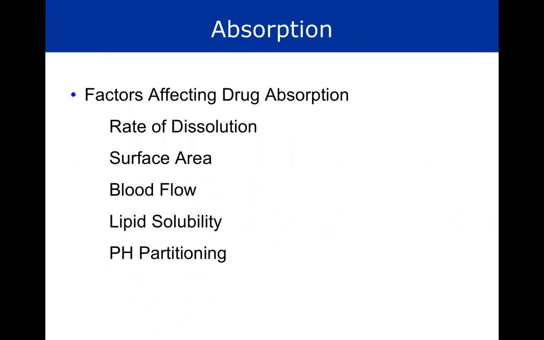Factors affecting drug absorption: rate of dissolution, that is to say, the original drug dissolves into its important constituents, and the surface area of absorption. As the surface area increases, the rate of absorption increases. The blood flow from this area, with increasing blood flow, the absorption increases and will be rapid. Lipid solubility and the pH partitioning. The pH depends on the type of the drug. Some of the drugs favor basic pH and another group favors the acidic pH. And we will talk about this.